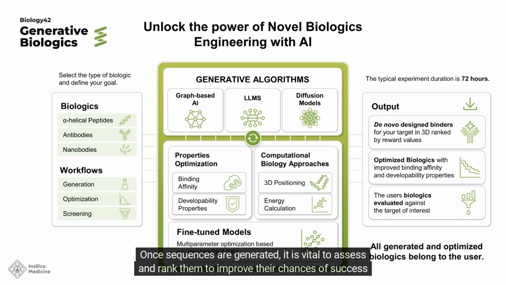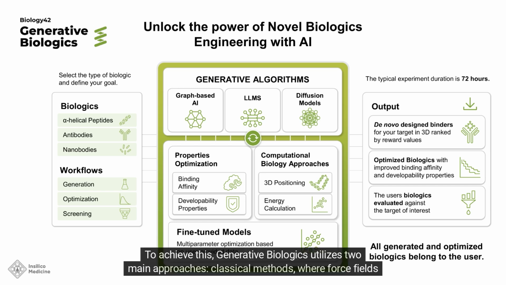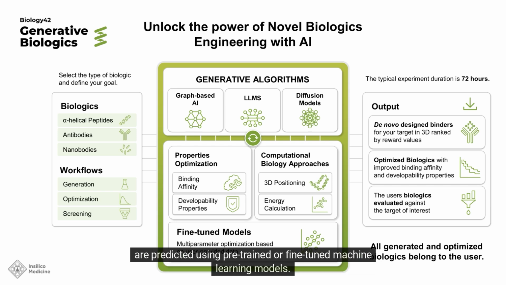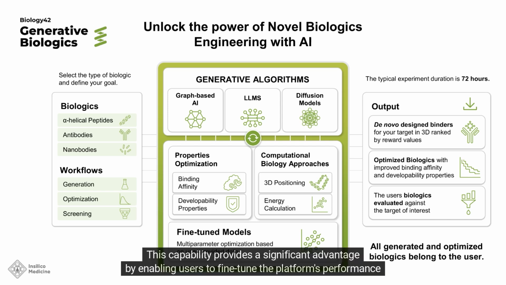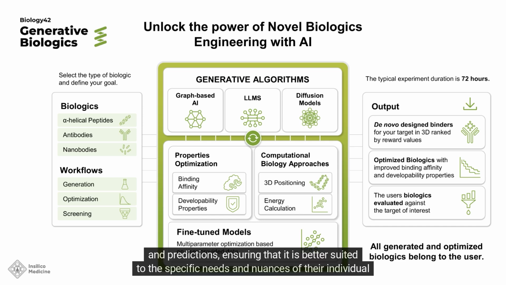Once sequences are generated, it is vital to assess and rank them to improve their chances of success in wet lab screening. To achieve this, generative biologics utilizes two main approaches: classical methods, where force fields and energy functions are used to estimate affinity and stability, and AI-based methods, where properties are predicted using pre-trained or fine-tuned machine learning models. One of the newest features of the platform allows users to retrain the AI models with their own data. This capability provides a significant advantage by enabling users to fine-tune the platform's performance and predictions, ensuring that it is better suited to the specific needs and nuances of their individual projects.